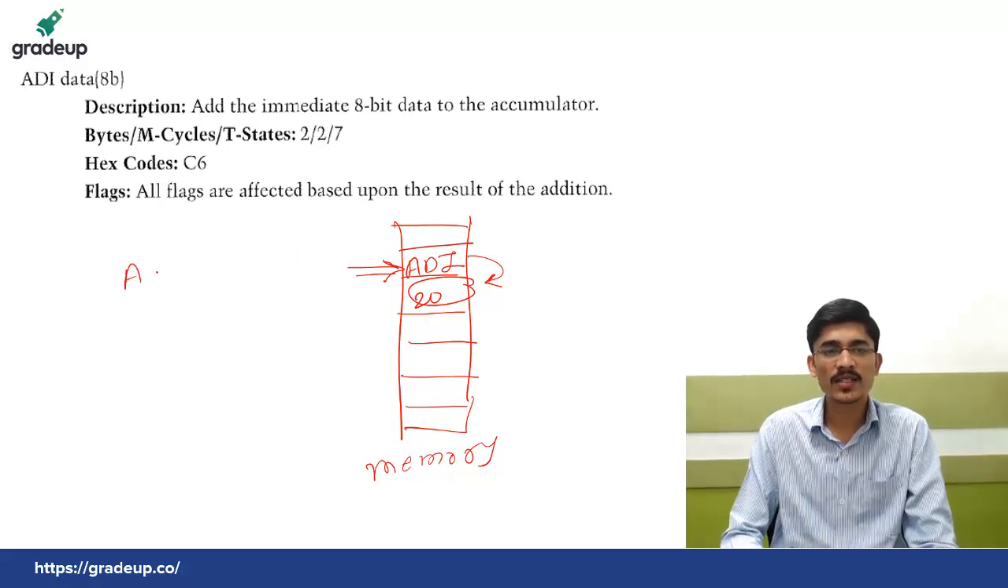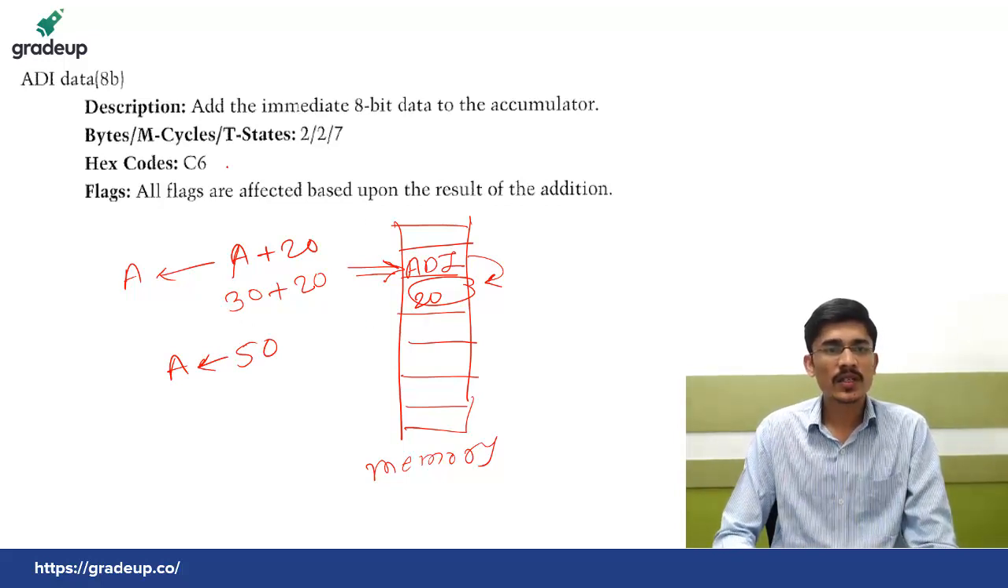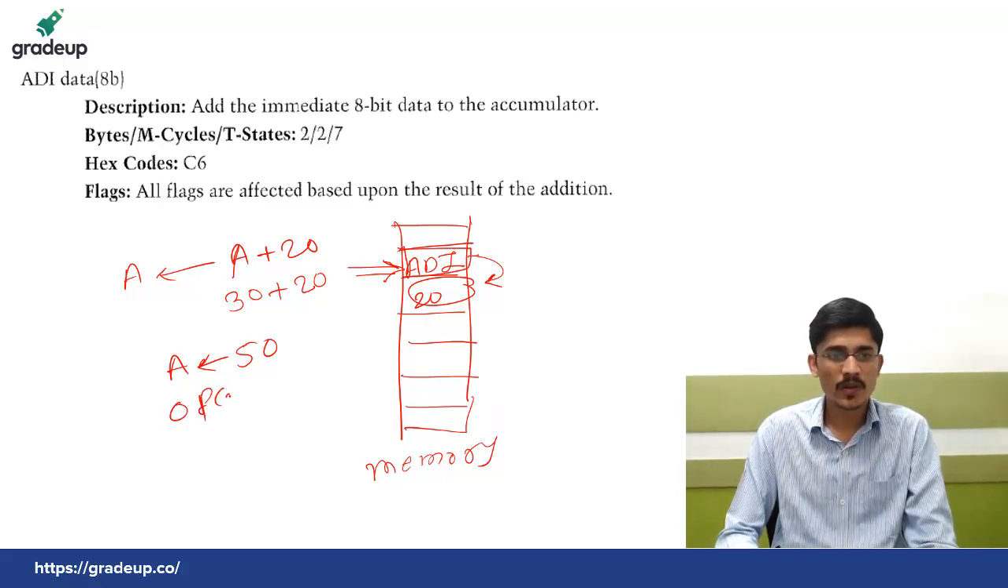So the result of the instruction will be that the accumulator content is added to 20. Suppose there is 30 stored in the accumulator first, and now we are adding 20. The contents of the accumulator will now become 50. So it requires an opcode fetch first.